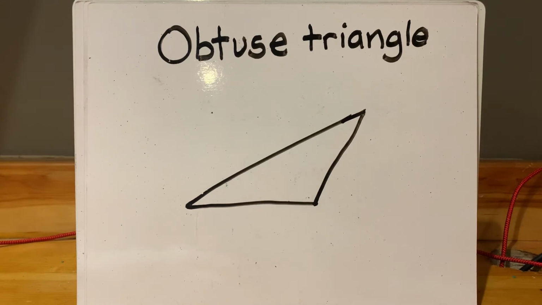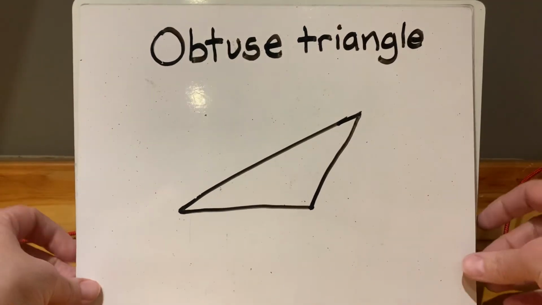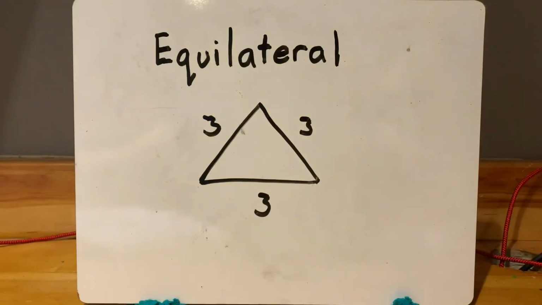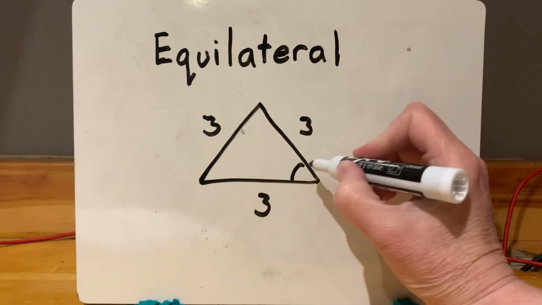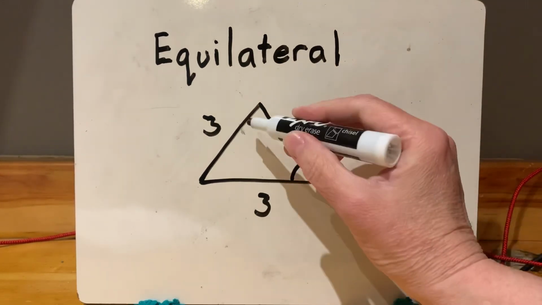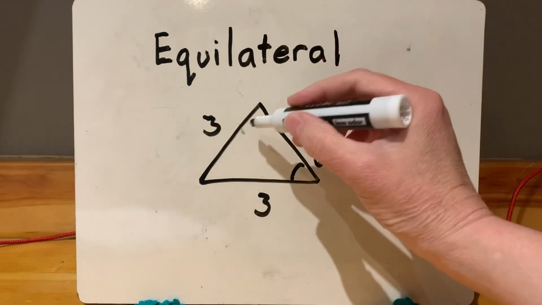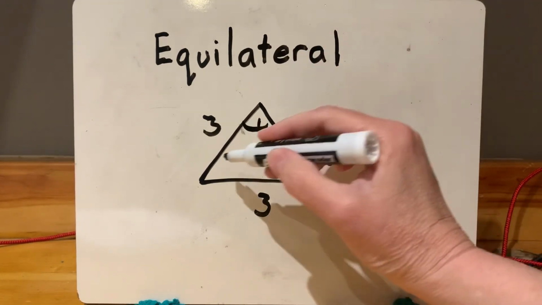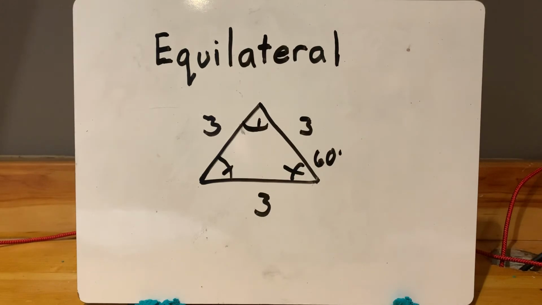Each angle of an equilateral triangle measures, so if we go back to our equilateral triangle, each angle measures 60 degrees. So an equilateral triangle is also an acute triangle.